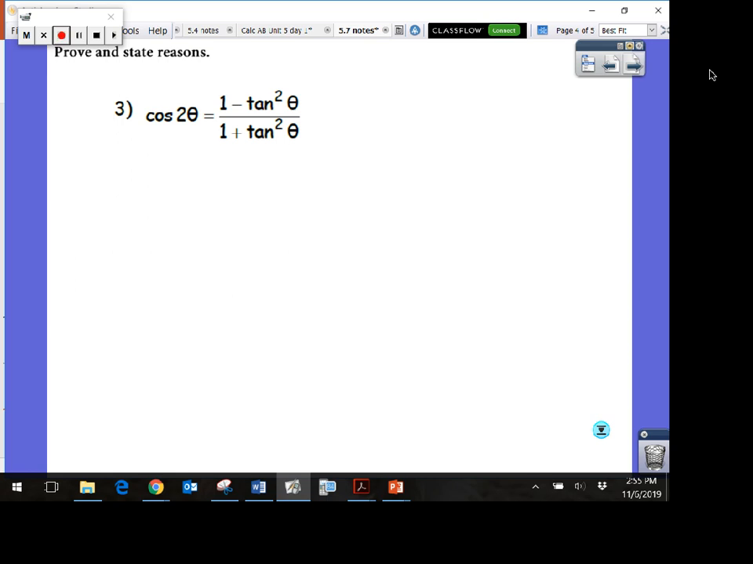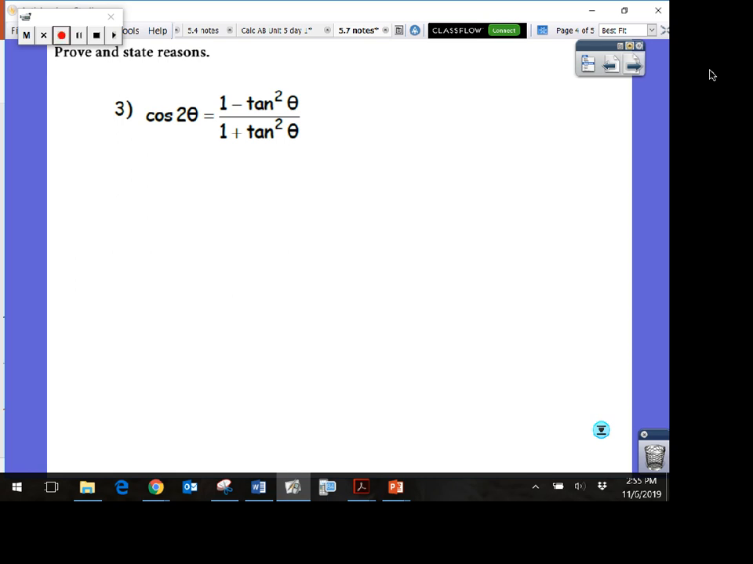All right, so when I look at this right side, I have 1 minus tangent squared theta over 1 plus tangent squared theta. I cannot cancel. What's nice about a proof is those of you that still like to cancel those things, you will see that if I just start canceling, I am not going to get cosine 2 theta.